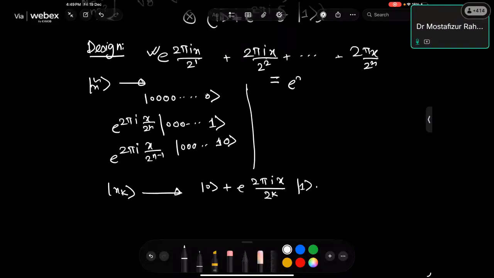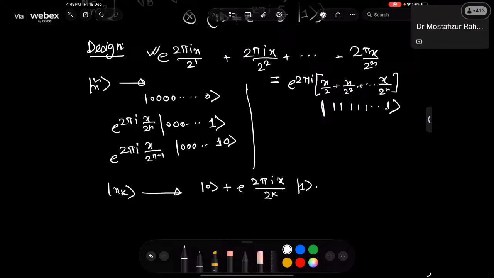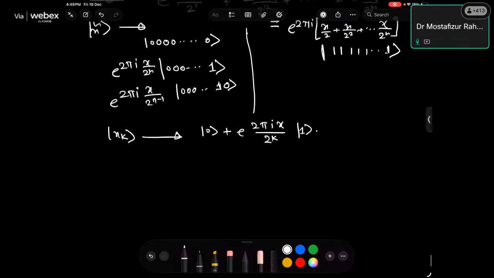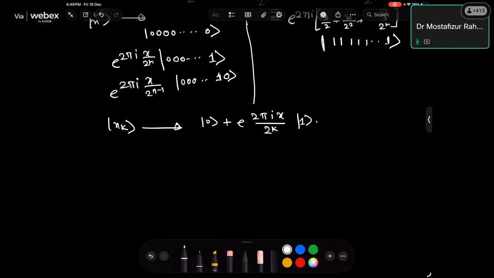Which is e to the power 2 pi i x by 2 plus x by 2 square plus so on up to x by 2 to the power n, and for all the qubits it will be 1 1 1 1, so on, and the last one will be 1. So this will be the final qubit representation, right? So this is the possible basis set if I expand all the terms, right?